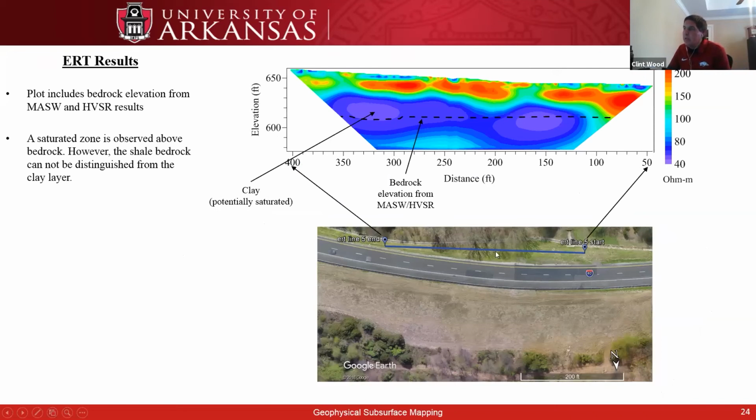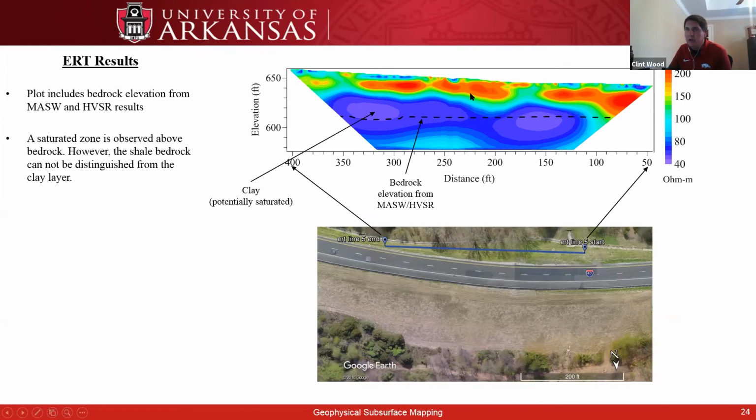So again, we'll start up here at the top of the slope. In this particular case, we see this conductive layer in the slope, but if we plot on top of it the bedrock elevation from our MASW and HVSR, we see that we really can't pick up the depth of the bedrock at this particular line very well. So the shale bedrock and the overlying clay have very similar resistivities. We're having a really difficult time picking those up.